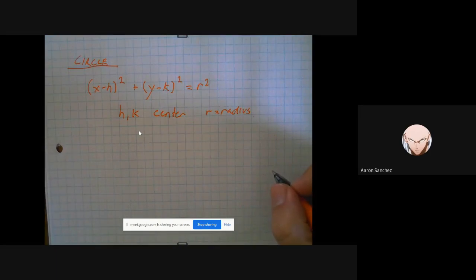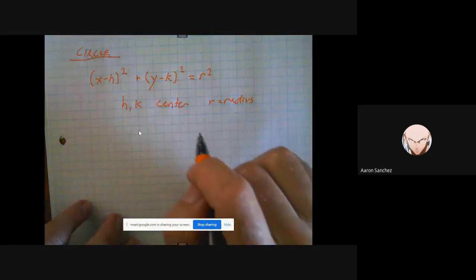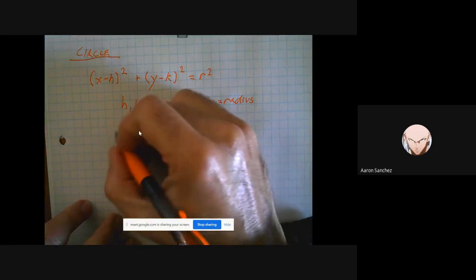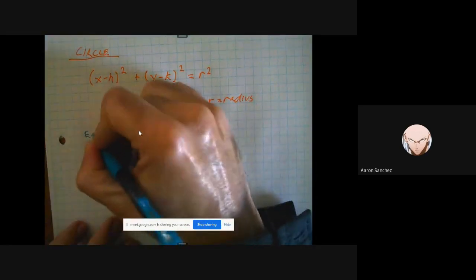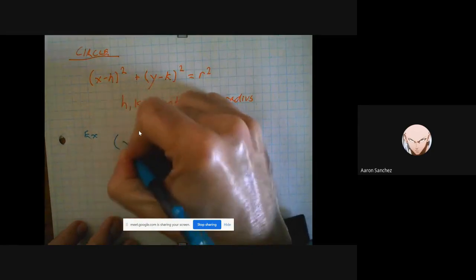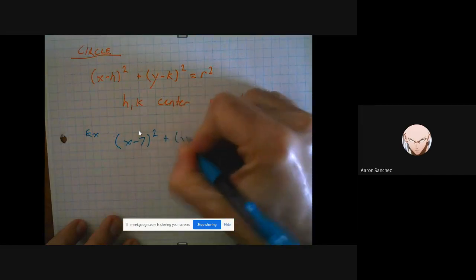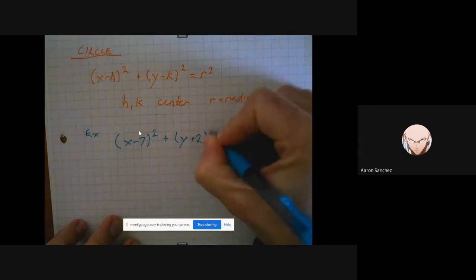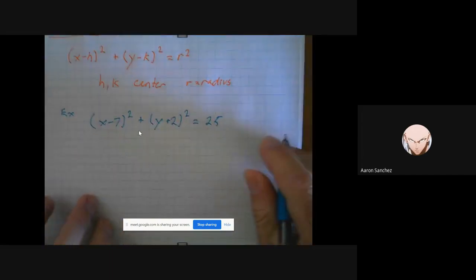Okay, but sometimes they're not in this nice, neat form, so I have to complete the square to do that, and I'll show you how to do that in just a second. So h and k. So let's do an example. Here we go. Here's an example. If I said x minus 7 squared plus y plus 2 squared equals 25, okay?